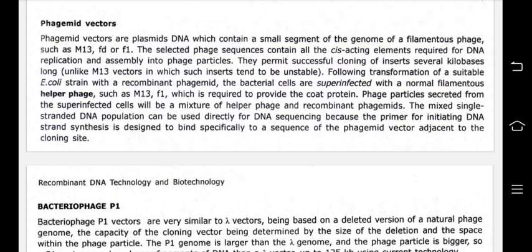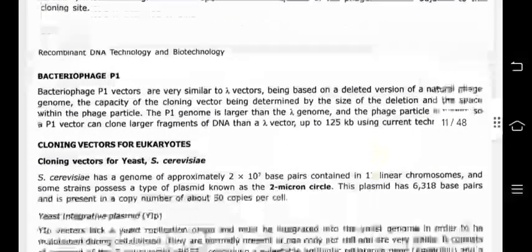Following transformation of a suitable E. coli strain with recombinant phagemid, the bacterial cells are superinfected with a normal filamentous helper phage, such as M13 f1, which is required to provide the coat protein. Phage particles secreted from the superinfected cells will be a mixture of helper phage and recombinant phagemids. The mixed single-stranded DNA population can be used directly for DNA sequencing because the primer for initiating DNA strand synthesis is designed to bind specifically to a sequence of the phagemid vector adjacent to the cloning site.